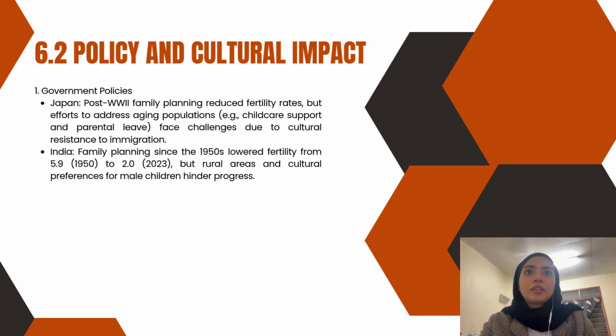In Japan, they used family planning to lower fertility rates early on, but now face challenges like an aging population and labor shortage. Despite support programs, cultural resistance to immigration complicates the issue. Meanwhile, India has also worked on family planning since the 1950s, reducing fertility from 5.9 children per woman to 2.0. However, rural traditions favoring large families and male children slow the process.